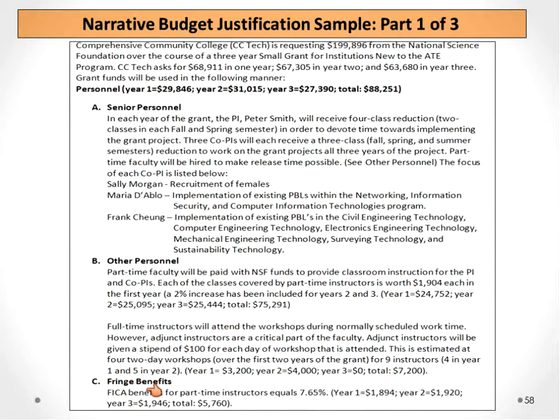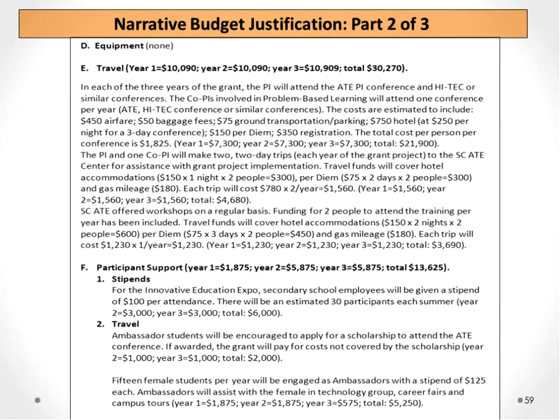What are they going to do? And how much are you going to pay them? And then again down here, fringe benefits. And you notice here it's explained that the benefits for part-time instructors is 7.65% for this particular example. Now just a couple of other pages of the narrative.